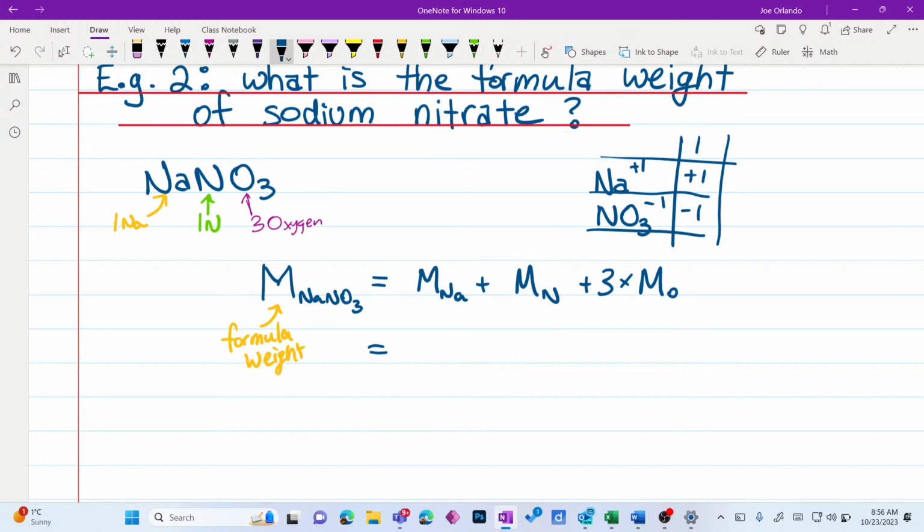But I'm looking up sodium here. And when I look up sodium, I get that it has a mass of 22.99 atomic mass units. Just about 23. Well, we're going to do a whole day on decimal places and rounding. Depends on the question. Depends on how accurate you need to be.